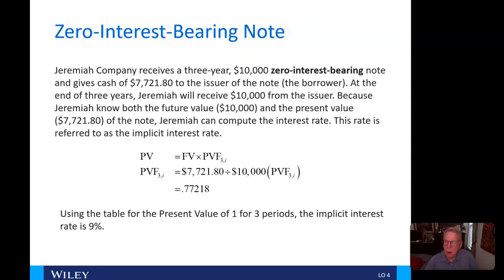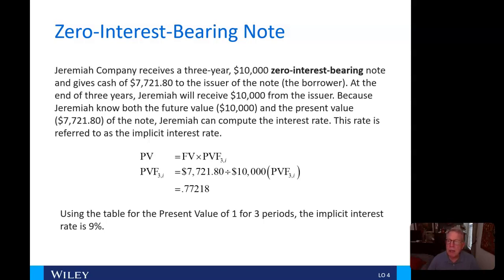Okay. Now, sometimes we have 0 interest-bearing notes. So that one takes a little finagling because the company receives a 3-year, $10,000 0 interest-bearing note and gives cash of $7,721.80 to the issuer of the note, and the issuer of the note is the borrower. At the end of 3 years, Jeremiah is going to receive $10,000 from the issuer.